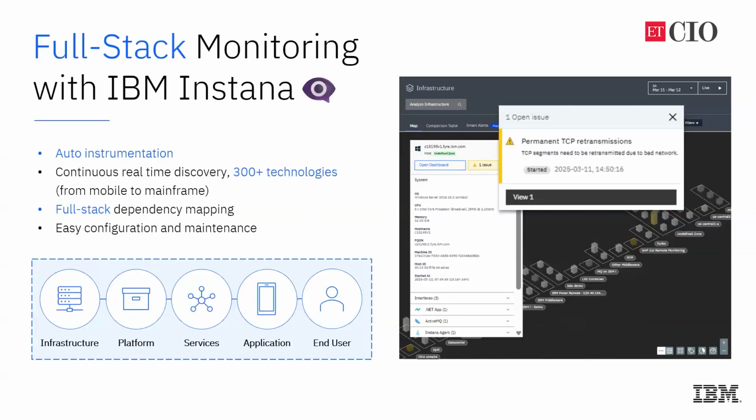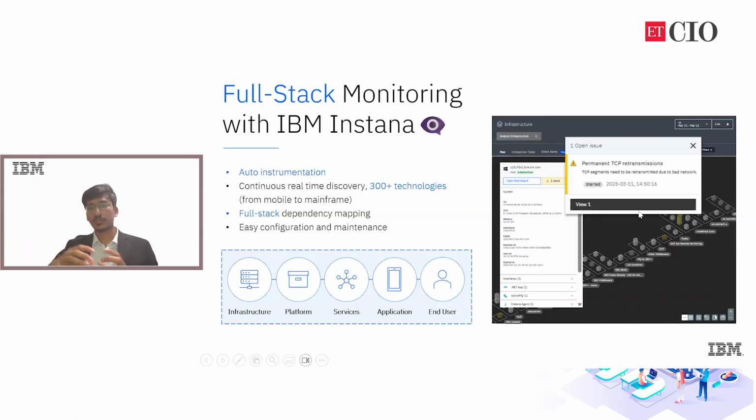With Instana, enterprises today have full stack monitoring. What we mean by full stack monitoring or observability is they have a complete picture from infrastructure to platforms to services all the way to the end user. If you see the screen here, we have auto instrumented and auto discovered the entire infrastructure. The moment an agent is deployed, it supports over 300 technologies, and it auto discovers these infrastructure components all the way from your mainframe to your mobile, everything in between, and starts collecting data from these different components.